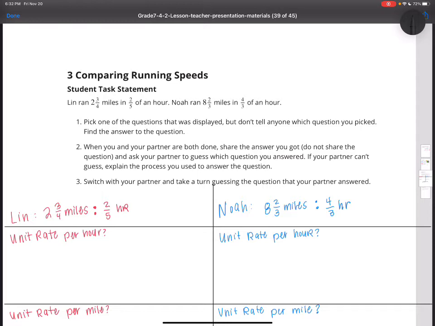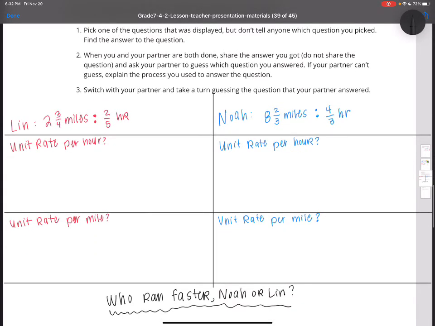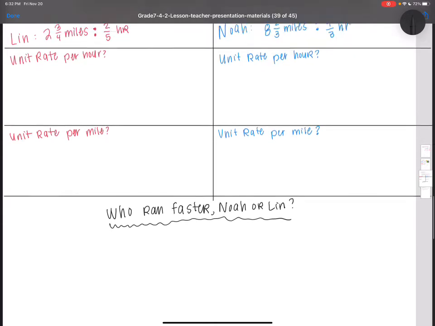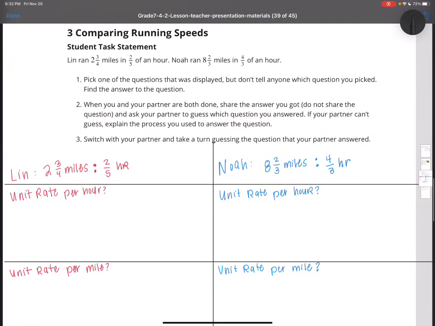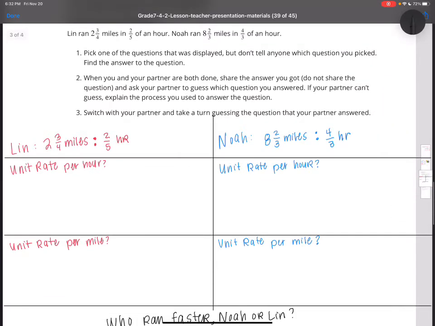But anyway, the questions pretty much were telling us to find the unit rate per hour, find the unit rate per mile for each person, and then decide who's running faster. Okay. So you guys could pick whatever method that you like using at home. Me personally, I'm more comfortable with the ratio method. If you like the tape diagram method, you can use it, but I'm going to be using the ratio method. Okay, so it's asking us to find the unit rate per hour, and here is Lynn's ratio.